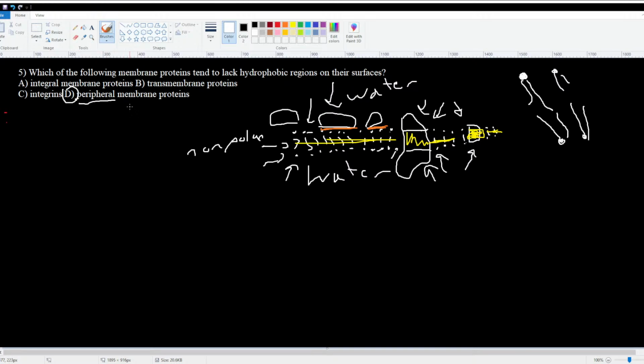So what does peripheral mean? Peripheral means on the outside, right? Outside of the main focus. So peripheral membrane, that's going to be the outside of the membrane. Something that's outside the membrane is going to be polar. So what's going to lack hydrophobic regions? Something that's predominantly polar. So that's number 5.